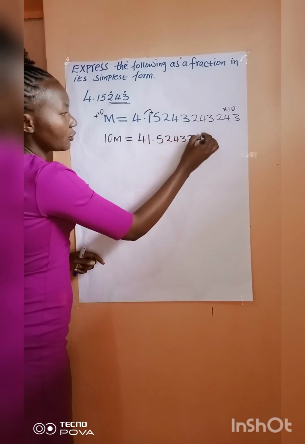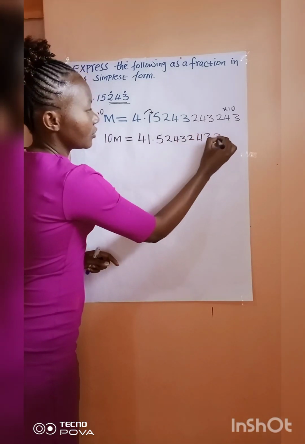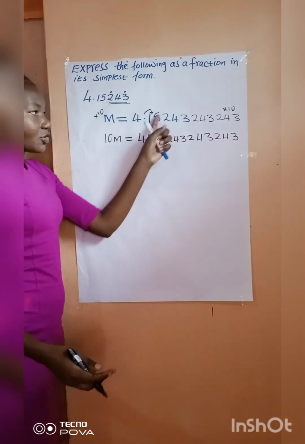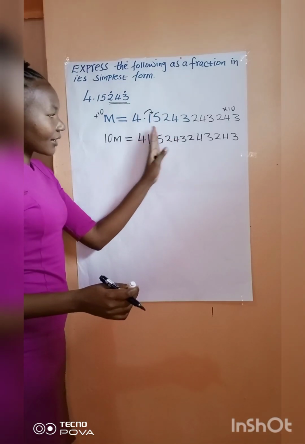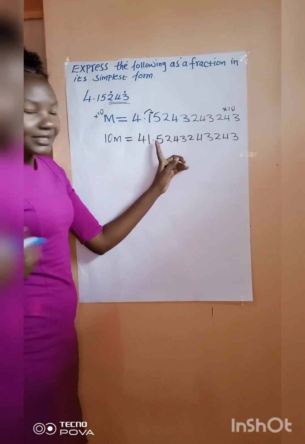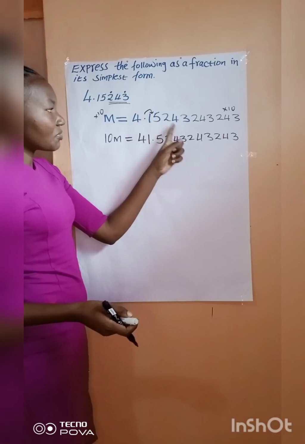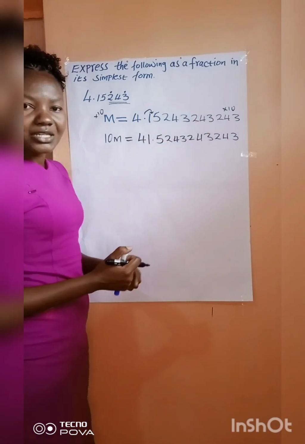41.5243243. Then after that, I can compare these two numbers. If I subtract these two numbers on the right side of the decimal place, will I get 0? If you look at this number, I have 524, this end is 152, meaning if I subtract, I'll not get 0 on the right side of the decimal place.